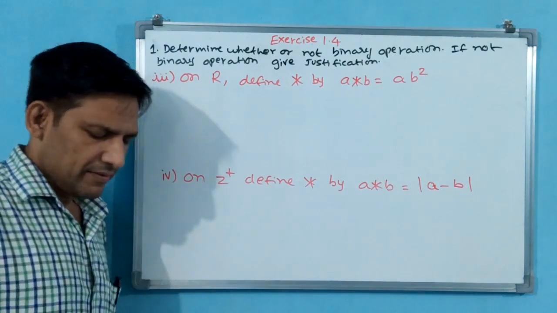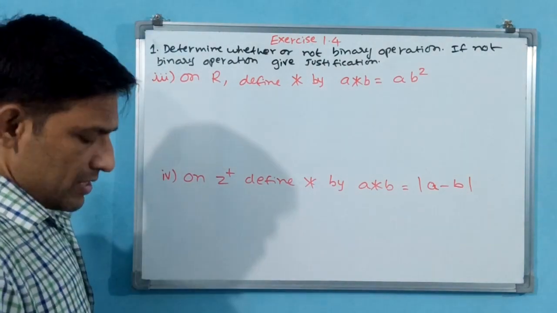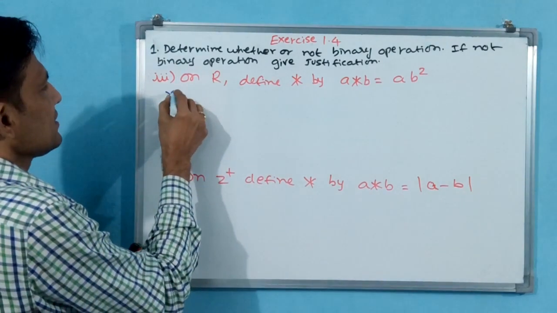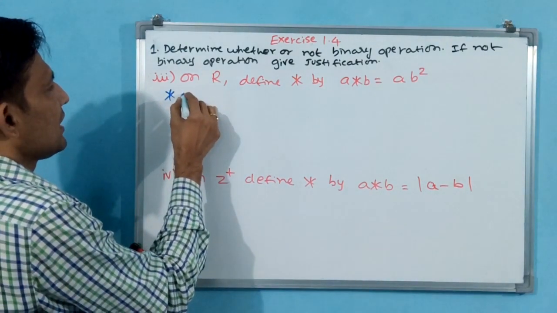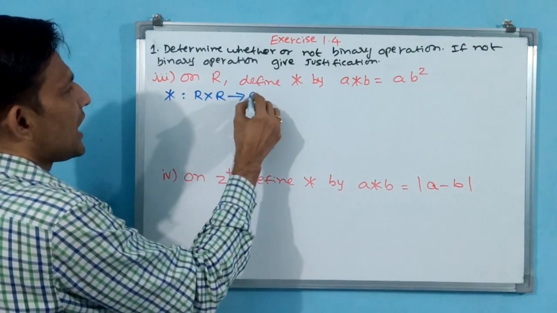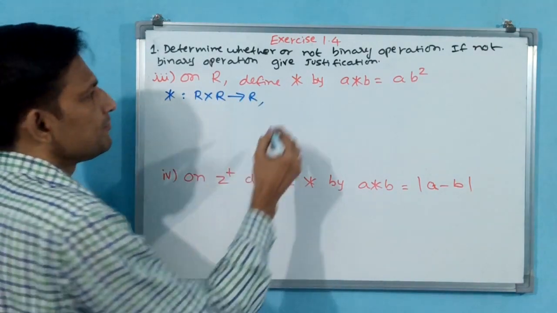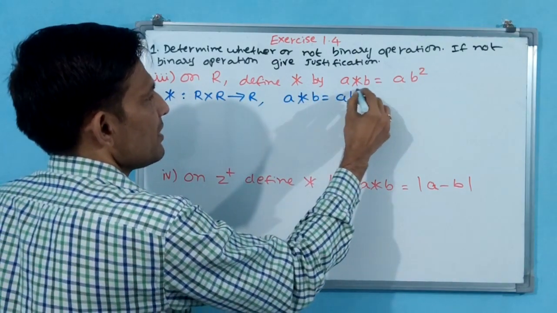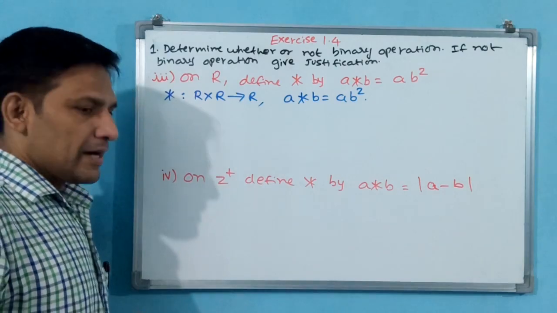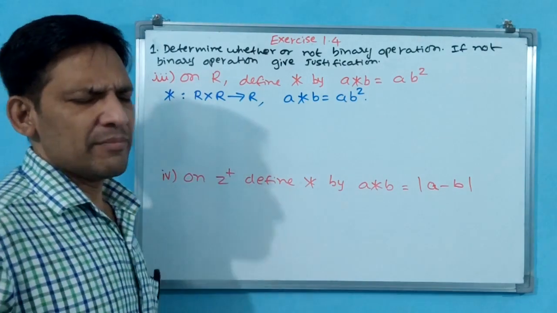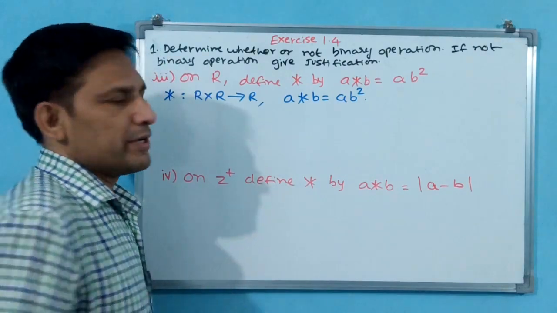Let us write the answer for this one also. Okay, let us see. First write the binary function. Binary function star is equal to star colon R cross R to R, comma, A star B is equal to AB square. Random numbers like that you take. Real number is there. Real number means at least one you take rational number.